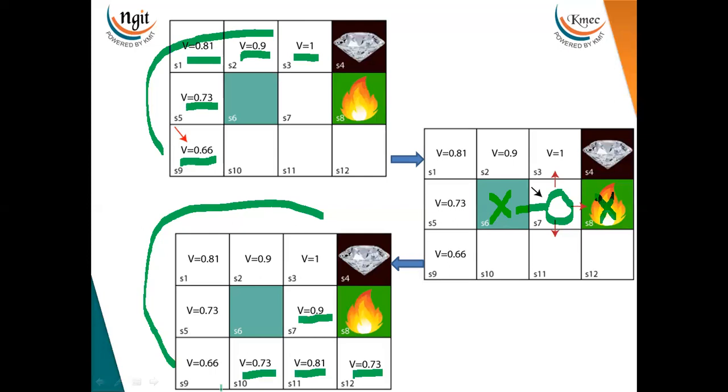So this is the role of the Bellman equation in reinforcement learning, that is giving you the path of maximum value, the path of maximum reward. So this is how reinforcement learning is operating.